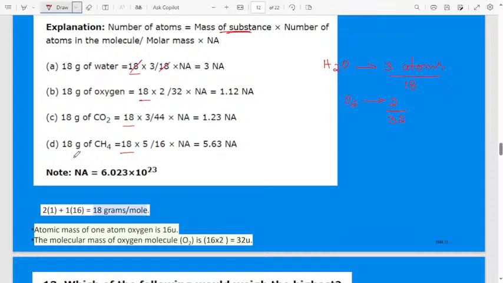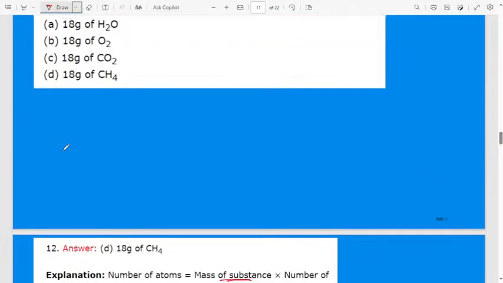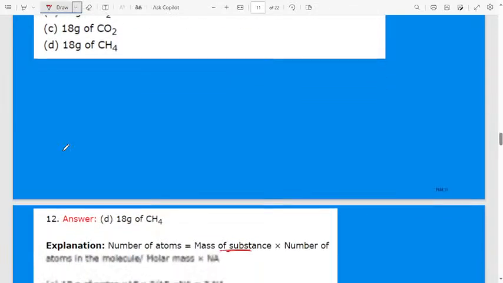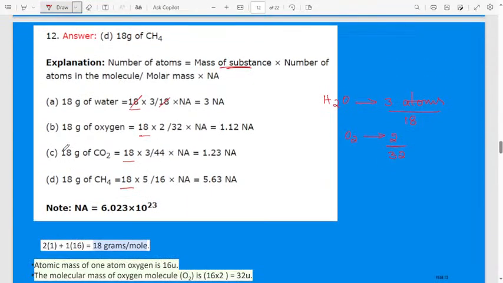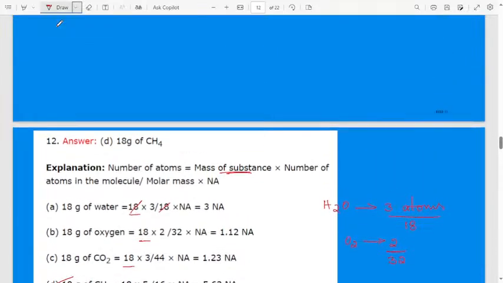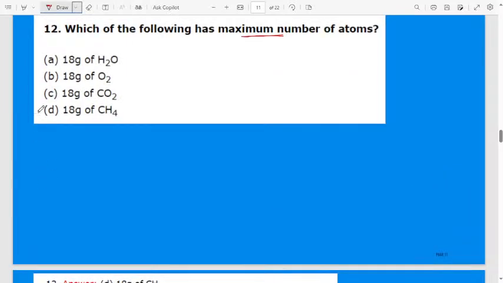Then 18 grams of methane, CH4. Then 18 into, how many atoms are there? 4 plus 1 is 5, divided by 16. 16 is the molar mass of methane. Then multiply, you will get 5.63. Out of these 4, what is the question here? Which of the following has maximum number of atoms? Out of this, which one has the maximum number of atoms? Yes, methane. The answer will be methane. Methane has the maximum number of atoms.